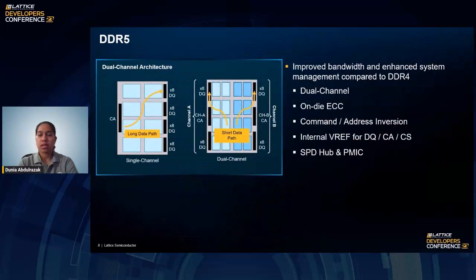Next, we'll take a look at DDR5, which contains improved bandwidth and enhanced system management features compared to DDR4. DDR5 adopts a dual-channel architecture, compared to the single-channel architecture used in previous DDR generations. As you can see in the figure, with a dual-channel architecture, the data path is shorter compared to single-channel. This results in lower latencies and increased efficiency during data accesses.